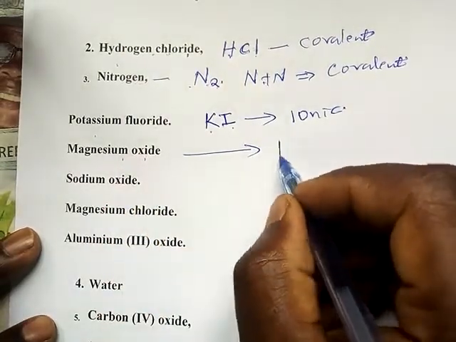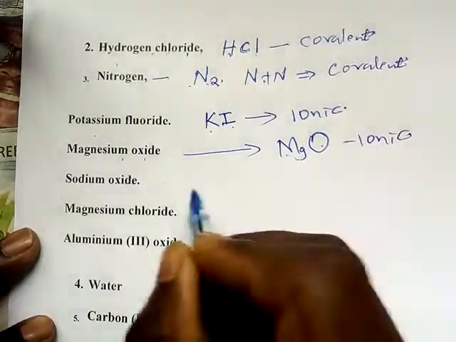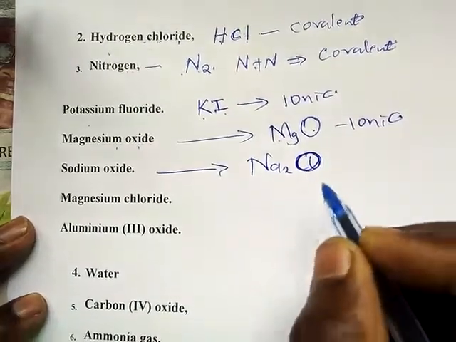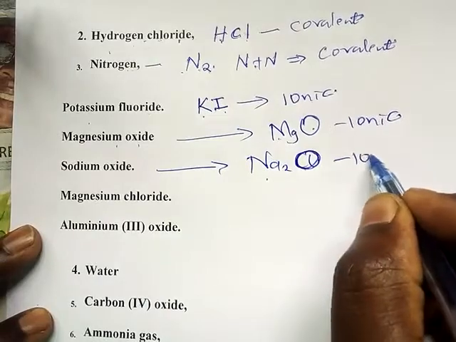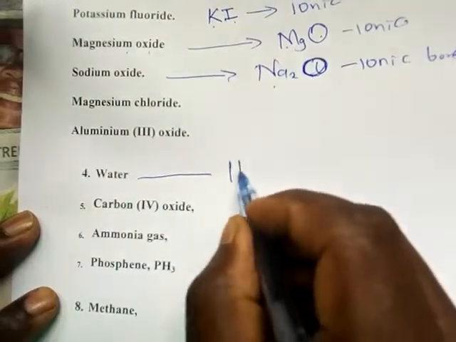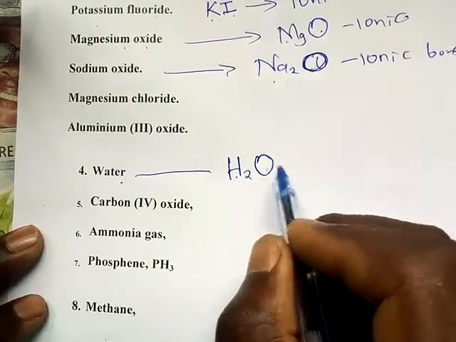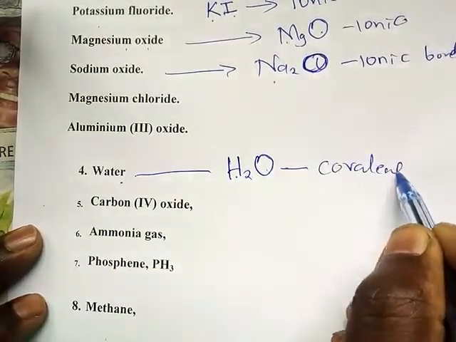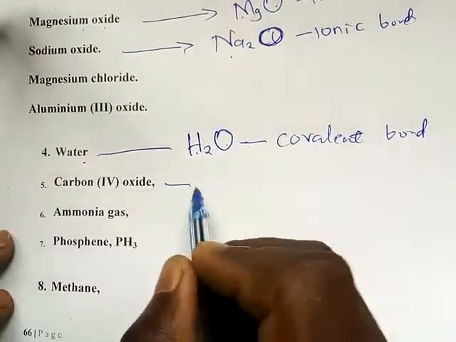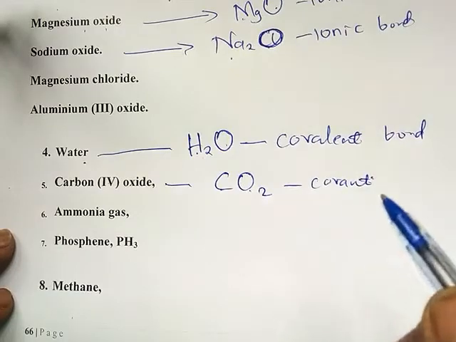Magnesium oxide. A nonmetal and a metal, ionic. Sodium oxide, a metal and a nonmetal, ionic bond. Water. Water is made of nonmetals, therefore covalent bond. Carbon dioxide, CO2, nonmetals, covalent bonding. Like that.